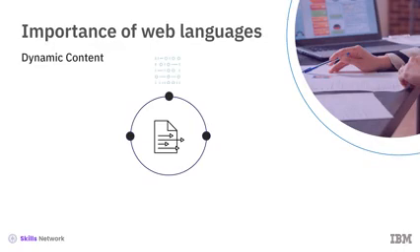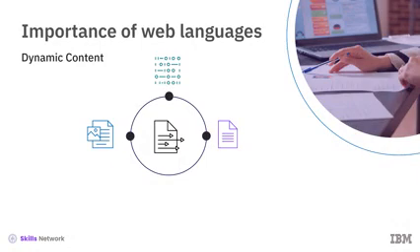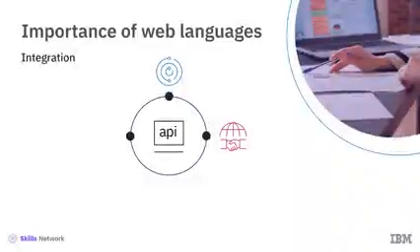Server-side languages like PHP, Python, and Ruby enable websites to generate content based on user input or data from their databases. This capability allows websites to display personalized content for each user. APIs are crucial in connecting web applications with external services or data sources. This integration allows websites to access and utilize various functionalities from third-party services.